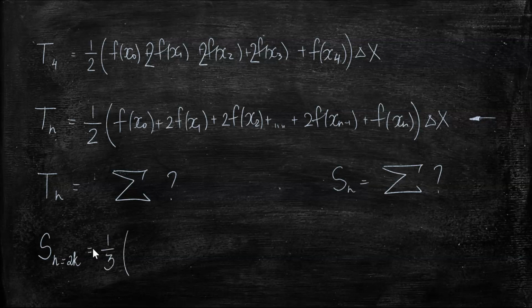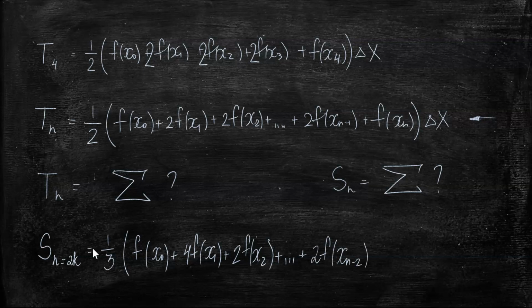We're going to have 1/3 in the front. We're going to have f of x0 plus 2f of x1 plus 4... Oops, I'm sorry. We're going to have 4f of x1, 2f of x2, and so on. So it's going to rotate between 2 and 4, and then at the end we're going to have 2f of x n minus 2. We're going to have 4f of x n minus 1, and the very last one, f of xn, and we're going to multiply all that by delta x.